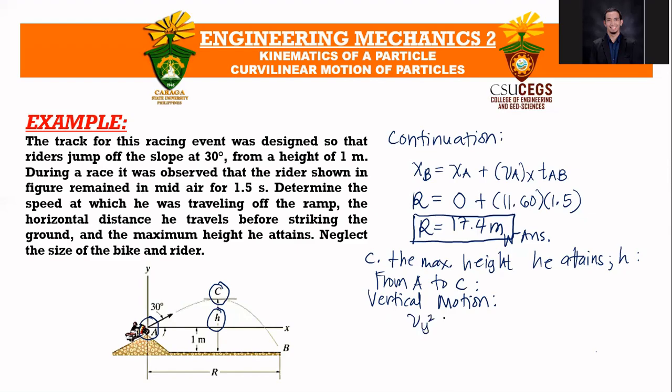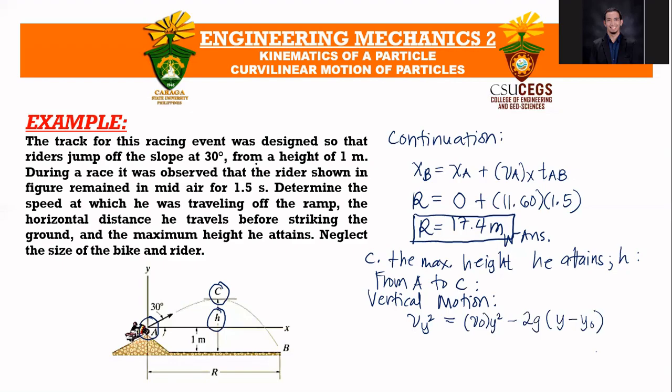Vy squared is equal to Voy squared minus 2g times y minus yo. Why did we use this equation? Because if we use the first and second equations, the variable is time, and we don't know the time covered from point A to point C.